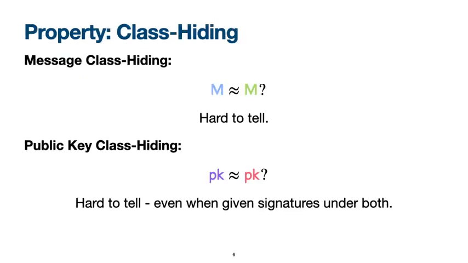Now, some important properties for Mercurial signatures are message class hiding and public key class hiding. Message class hiding says that it should be hard to tell if two messages are in the same equivalence class. And public key class hiding says it should be hard to tell if two public keys are in the same equivalence class, even when given signatures under both of them. And this was the non-trivial extension, proving public key class hiding.